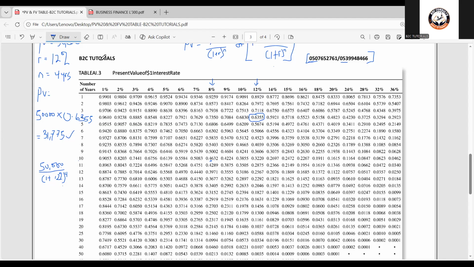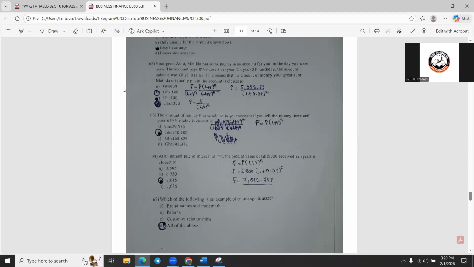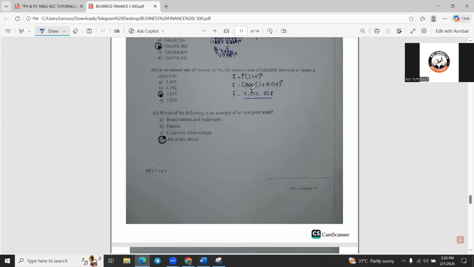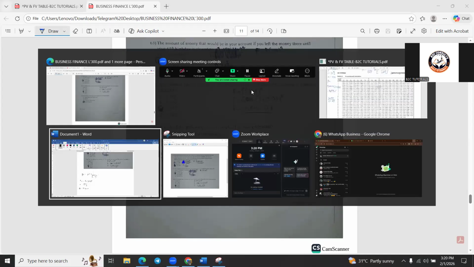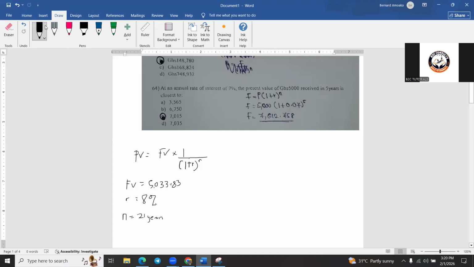So assuming the question says 20 years, sorry, 20 years, not 20%. So we will be using 20 years in the question. When we are done, we'll use the calculator to find it and see if we'll be around the same answer.